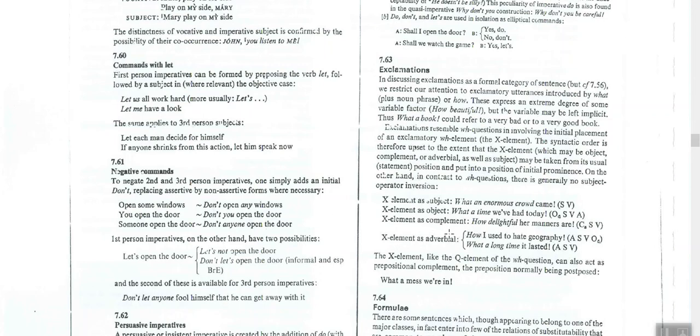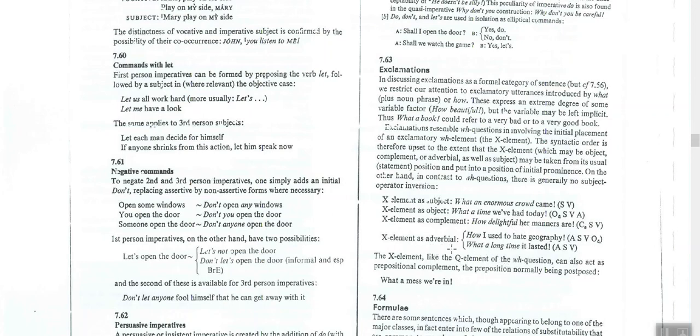It can also be a complement. Here you can see subject complement SV. For example, how delightful her manners are. How delightful are her manners? This is a WH question. But how delightful her manners are means they are very delightful. So it is a complement.